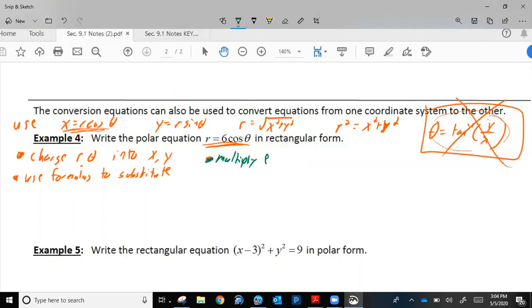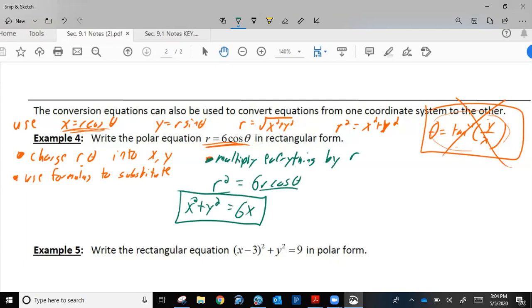That doesn't happen for every single problem, but it is a fairly common trick on these. If we multiply the left side by r, that gives us r squared. If you multiply the right side by r, that's 6r cosine theta. Now we're in business because r squared is x squared plus y squared. We can make that substitution. We have a number 6, and then r cosine theta is x.